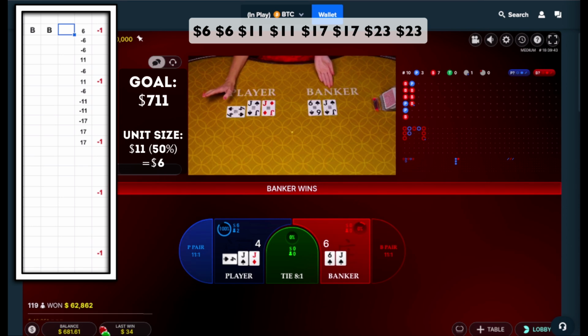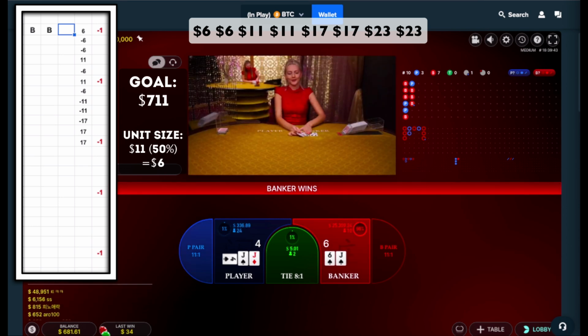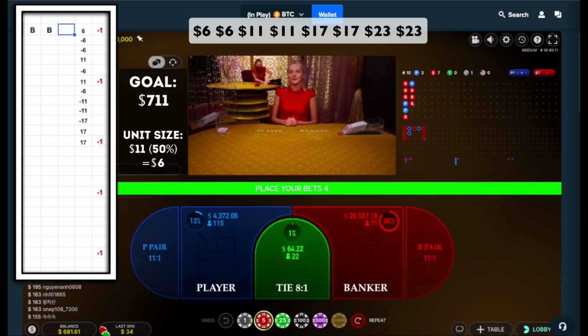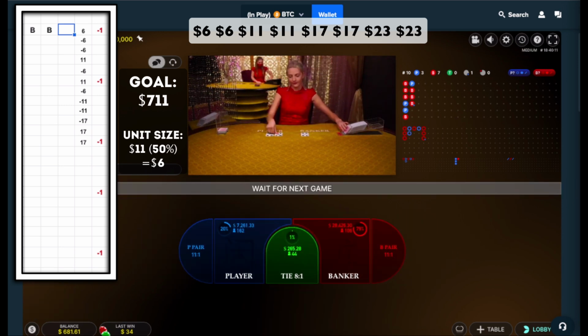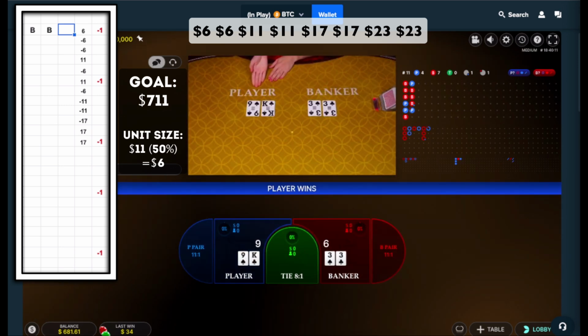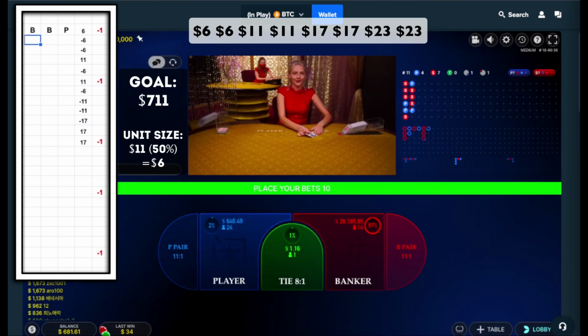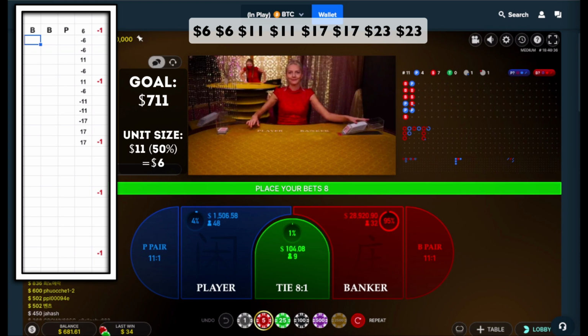Alright, once again I have a 3 in a row on bank, and I need a player in my 3 pattern, so I'm going to wait and take the last 3 hands. Okay, there we go. Last 3 hands are banker, banker, player. So that is our 3 pattern. Let's take some free hands here.